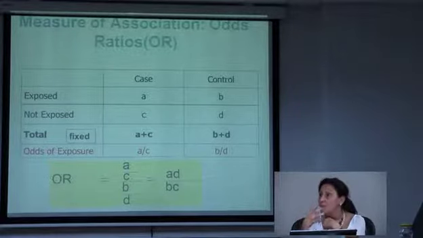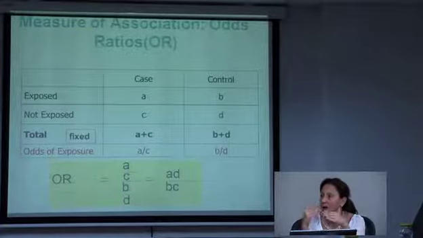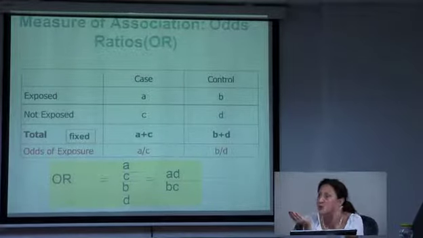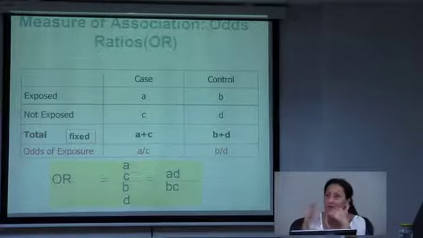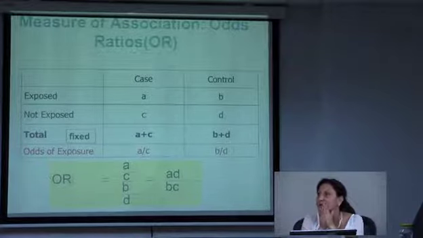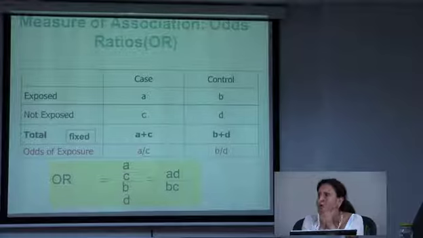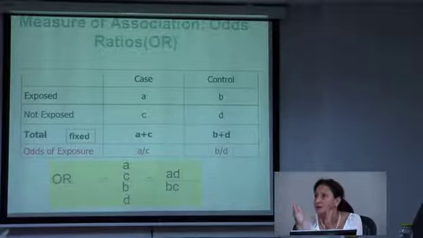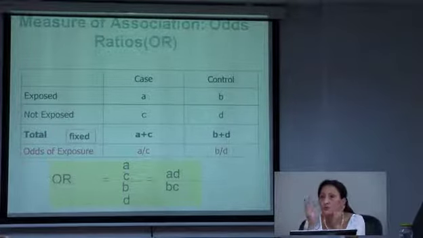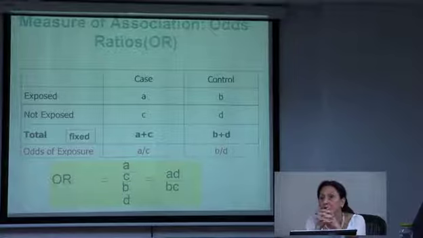which gives me a measure of effect. So, let me rephrase. What is the odds of exposure of the cases versus the controls? I have A over C, B over D, which turns out to be AD over BC.